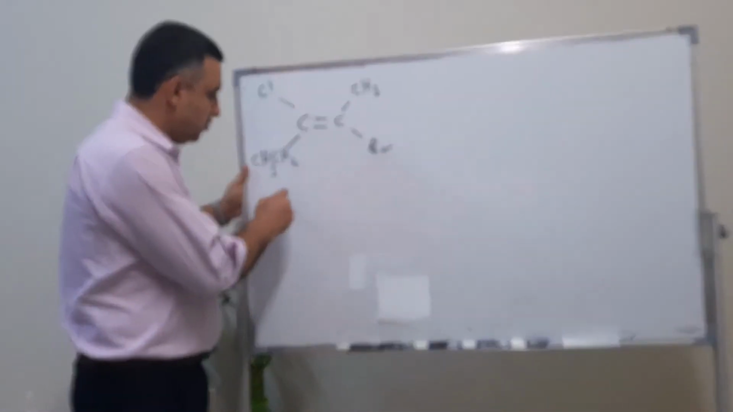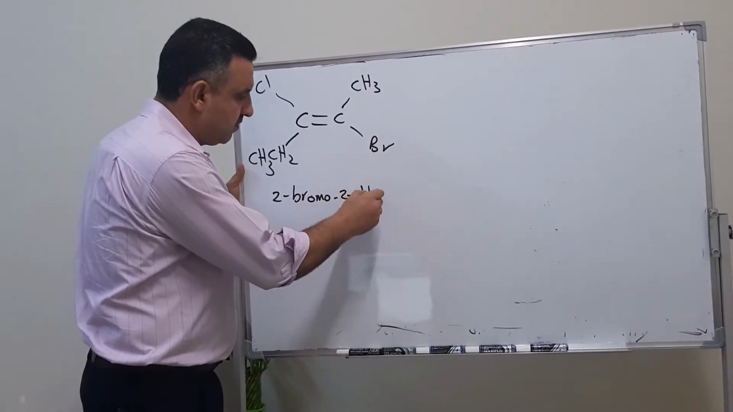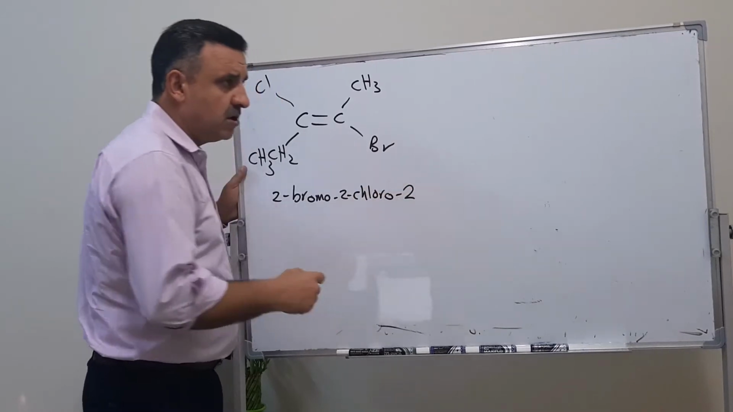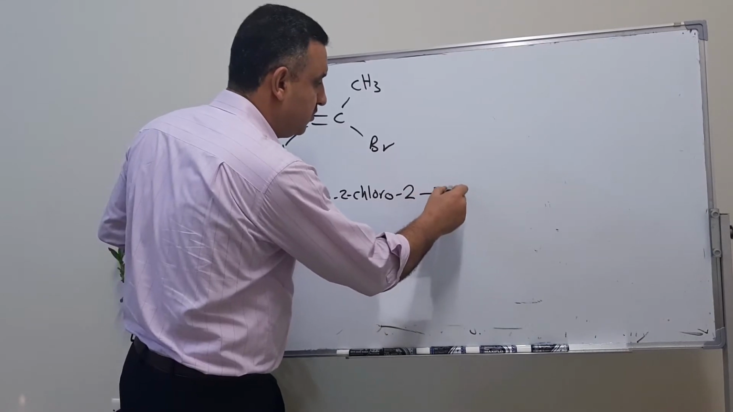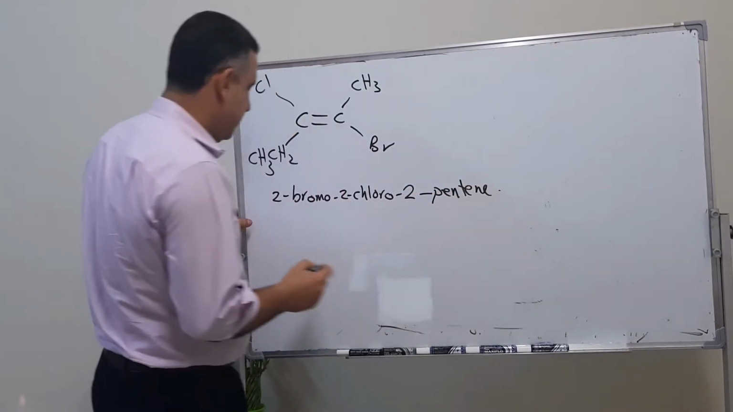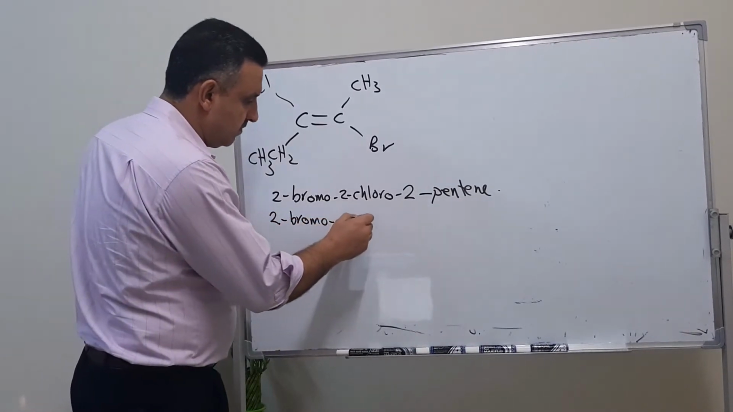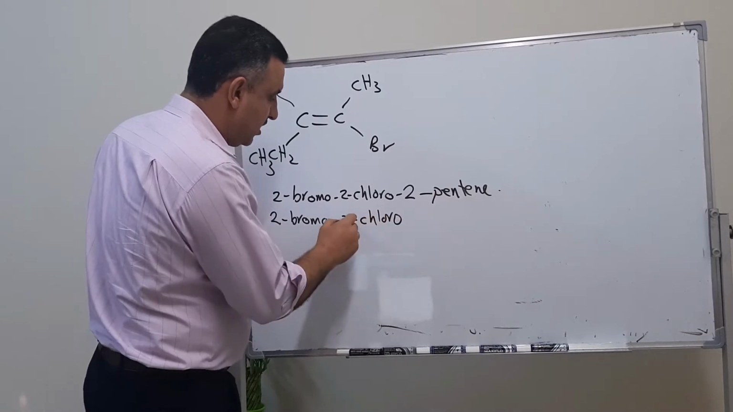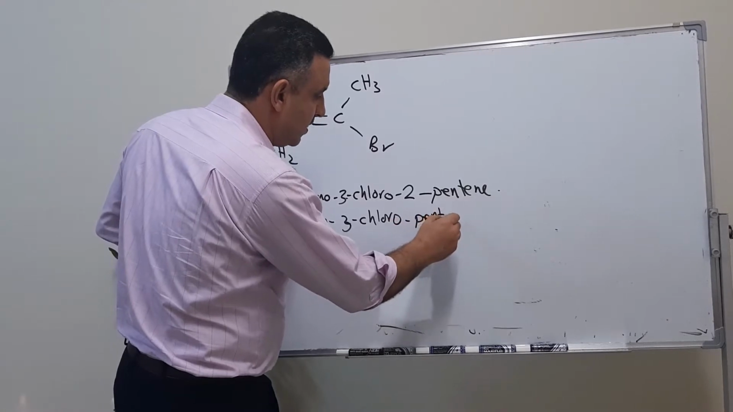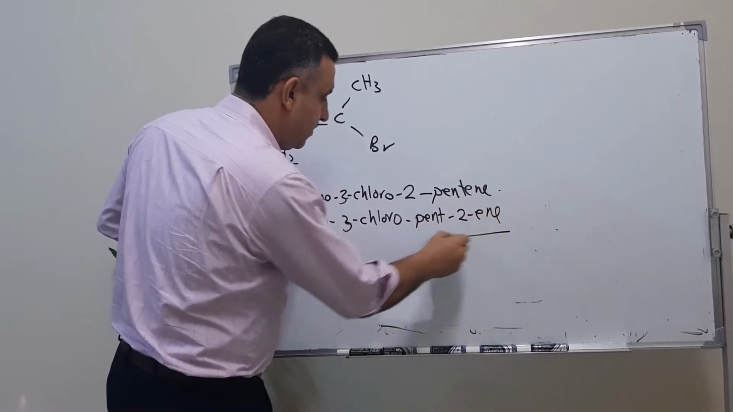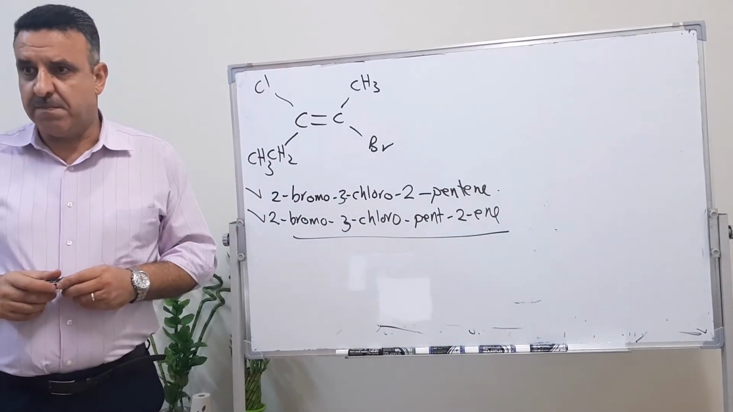It will be 2-bromo, 3-chloro, and then don't forget, we must designate the location of the double bond all the time. So it will be 2-pentene, or you may draw it, or you may say 2-bromo. Yes, please, go ahead. Will be 3-chloro. Sorry, 3-chloro, you're right. 3-chloro, then pent, then 2-ene. Both are correct. So either this or that are correct names.